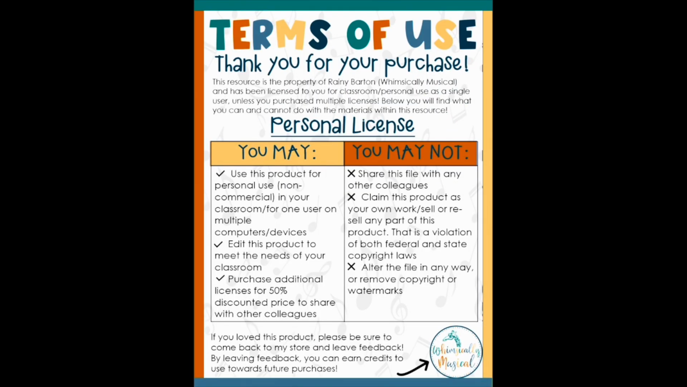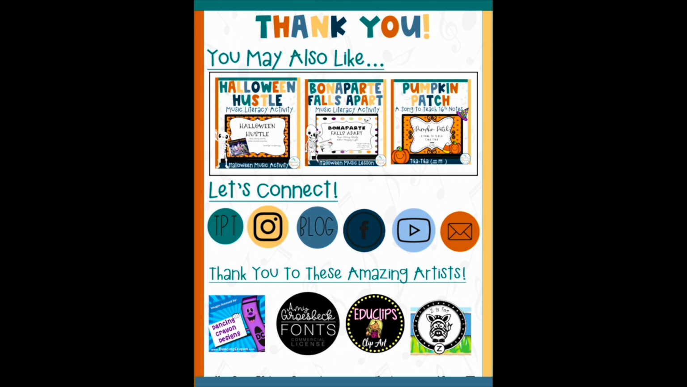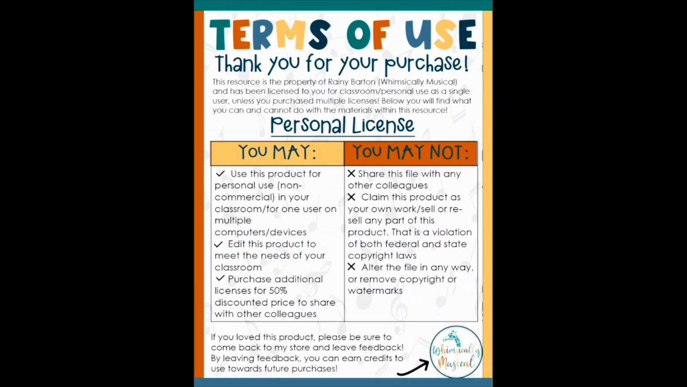I'm just going to show you the 3 pages really quick, and then we'll break down each page. This is my thank you for your purchase and personal license, what you may and may not do. Then I have how to use this product, and then I have the thank you page. So let's start with the terms of use. Now, this is all in my colors. I have branded it as such. So if you're doing terms of use, you definitely probably want to do that to make sure that your product stands out as your product.